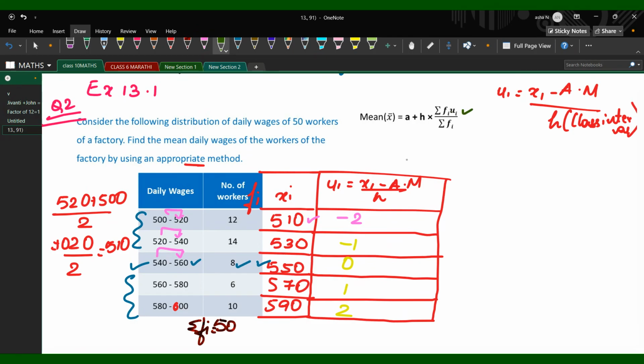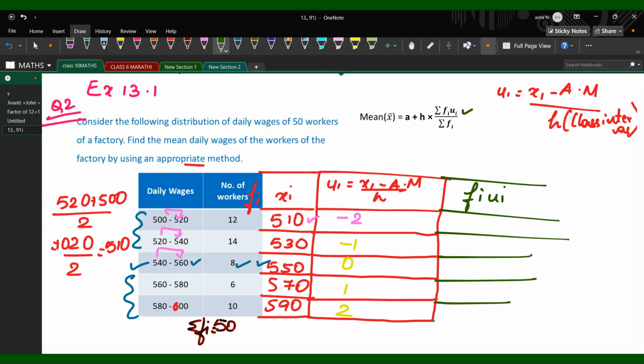f_i we know, the denominator, a plus h, also we are aware. Now f_i u_i. Let us extend the column here. f_i u_i: f_i is 12, 12 times minus 2 is minus 24. 14 times minus 1 is minus 14. 8 times 0 is 0. 6 times 1 is 6. 10 times 2 is 20.